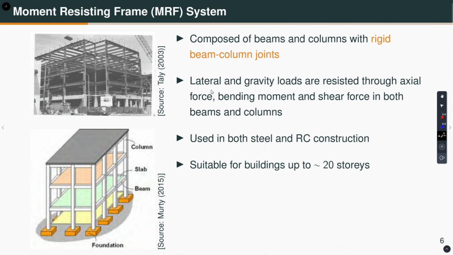Lateral and gravity loads are resisted through axial force, bending moment and shear force in both beams and columns that define a moment resisting frame.